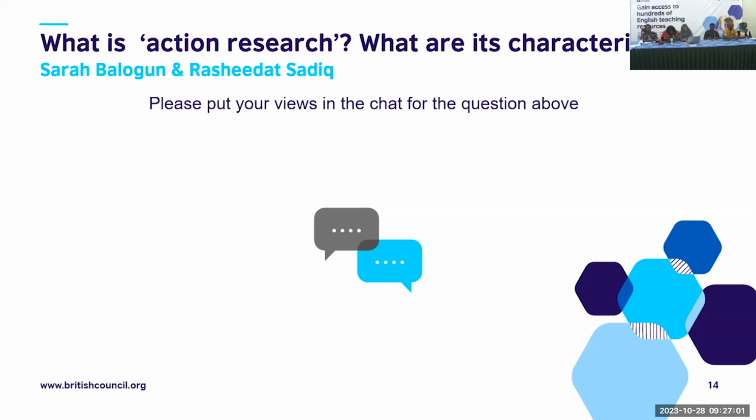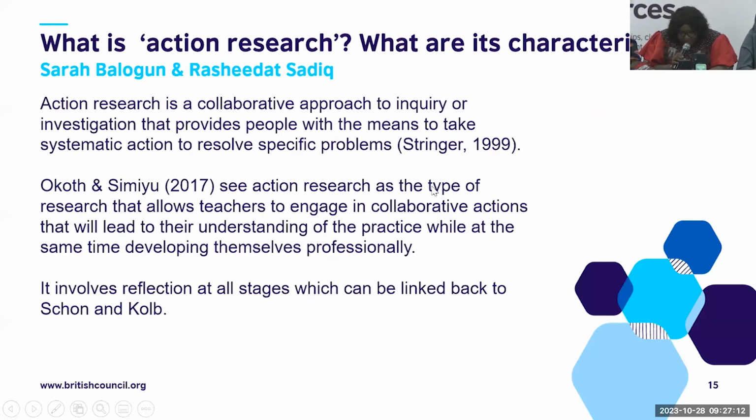So Sarah is going to go ahead to give us some of the definitions. All right, according to Stringer, 1999, action research is a collaborative approach to inquiry or investigation that provides people with the means to take systematic action to resolve specific problems. According to Okoth and Simiyu, 2017, it is a type of research that allows teachers to engage in collaborative actions that will lead to their understanding of the practice, while at the same time developing themselves professionally.